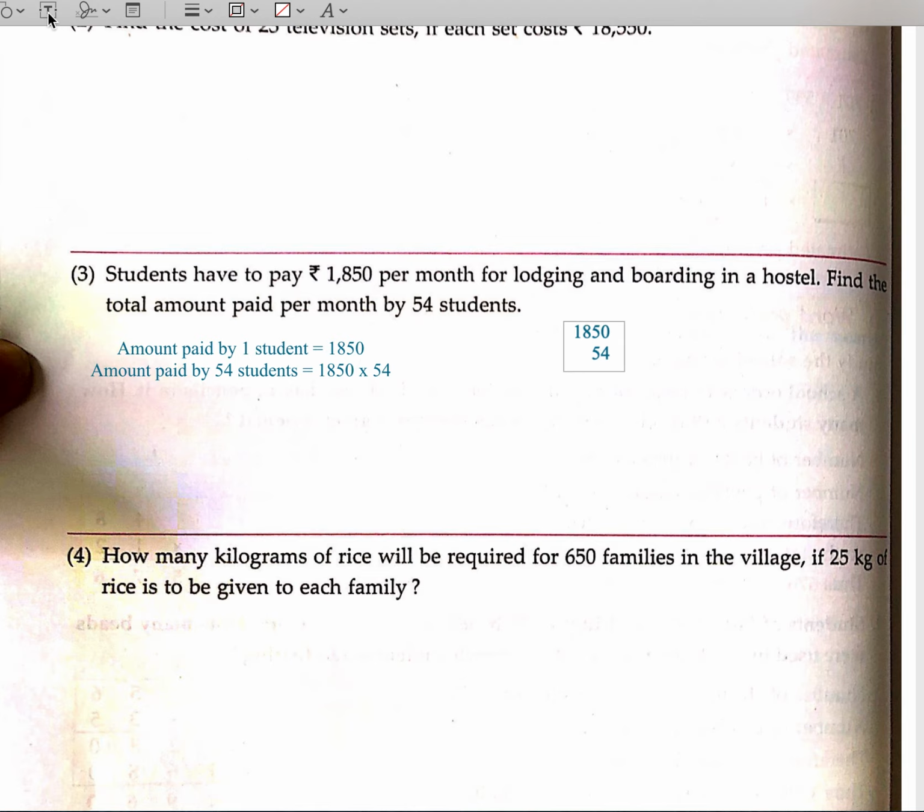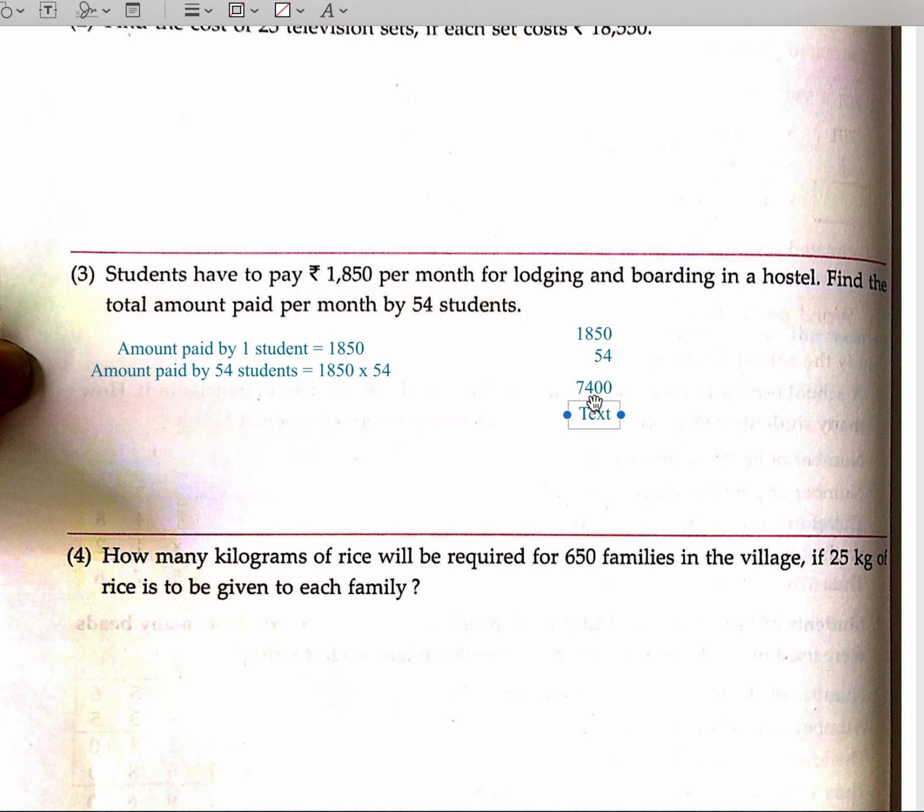So now we'll start by doing 1850 into 4. 4 zeros are 0, then 5 fours are 20. So that leaves us with another 0 and 2 carry over. So now we will do 8 into 4, which is 32, and 32 plus 2 is 34. So 4 plus 3 carry over, and 4 into 1 is 4 plus 3 is 7. So the first layer's answer is 7400. Now the next layer.